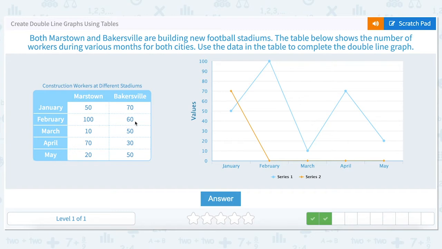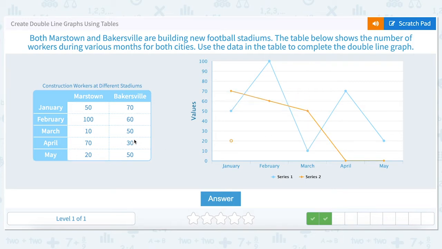Let's look at our next point, February. In February, Bakersville had 60 construction workers at different stadiums. Let's go to February, travel up the y-axis, and plot a point at 60. Our next data point is for March. For March, Bakersville had 50 construction workers. Let's go to March, travel up the y-axis until we reach 50, and plot a point.